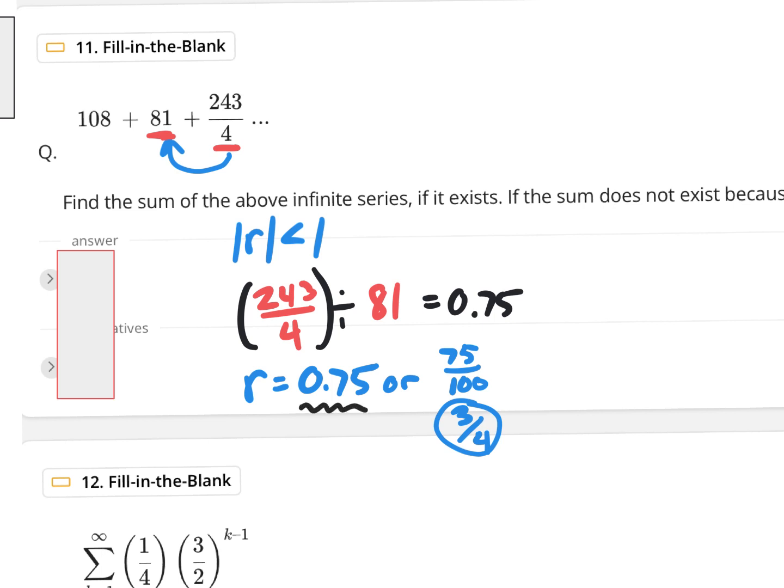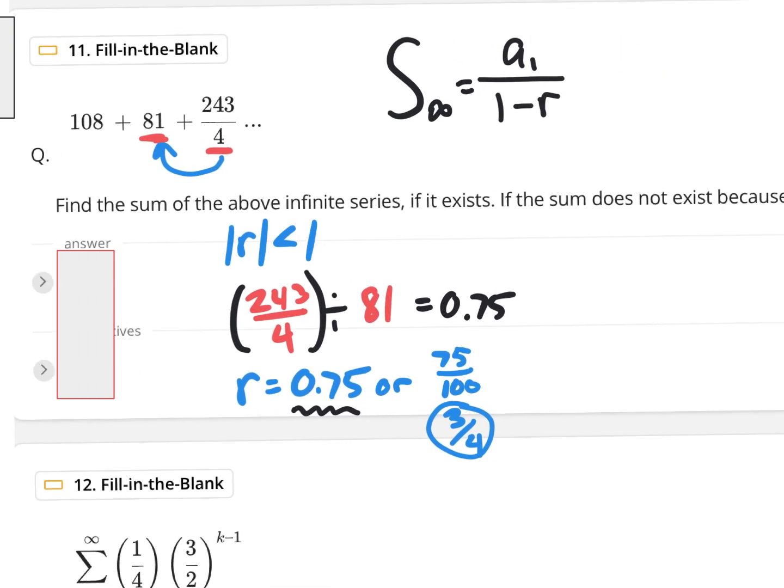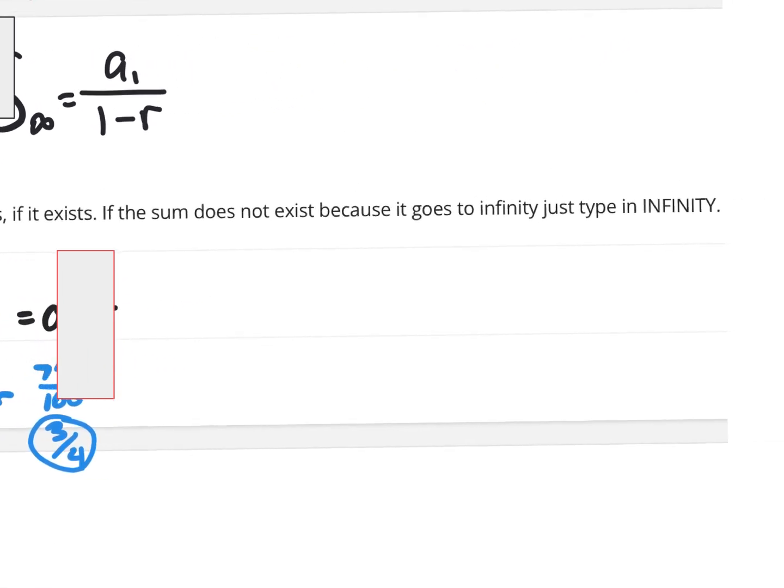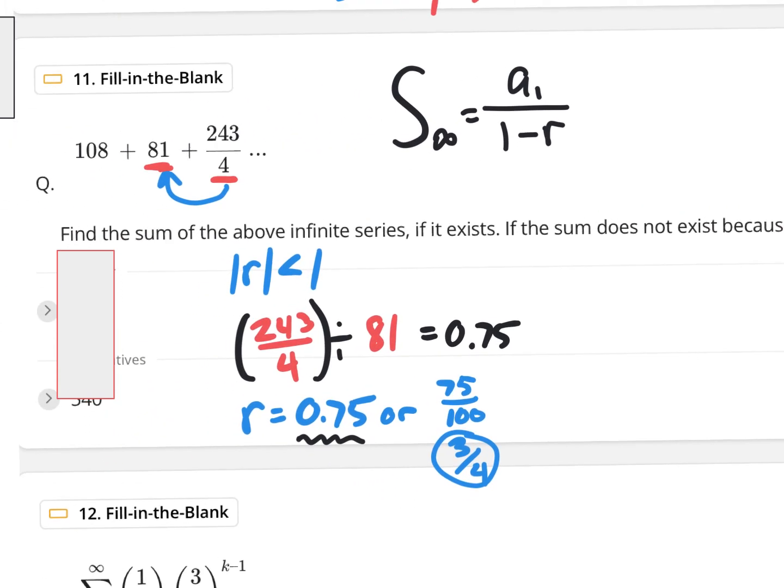Anyway, the formula for this infinite geometric series is s sub infinity equals a sub 1 divided by 1 minus that common ratio r. And again, if the ratio would have been greater than 1, like a 1.25, the answer would simply be infinity. And that's what the instructions say right here. It says, if it goes to infinity, just type in infinity. Okay, let's go back over here.